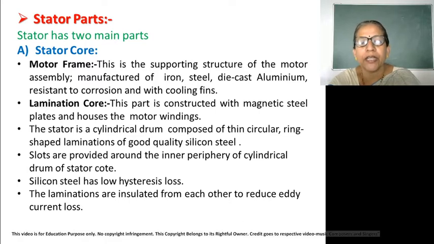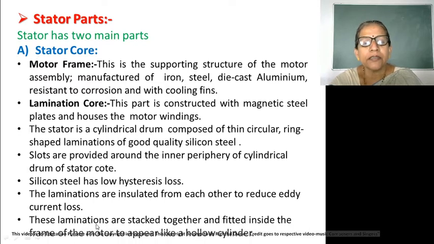So we have to take care of these losses, and for that fabrication of the stator core, when we are carrying out, we have to see that it should be having minimum hysteresis loss and minimum eddy current loss. To minimize the hysteresis loss, we are using a particular material, that is silicon steel. And to reduce the eddy current loss, we are using a laminated structure with a layer of insulation between any two successive or consecutive laminating layers.